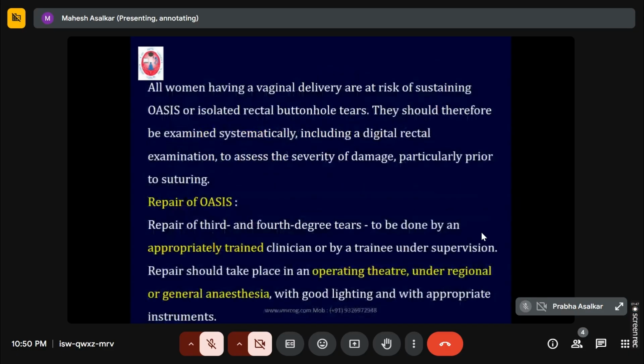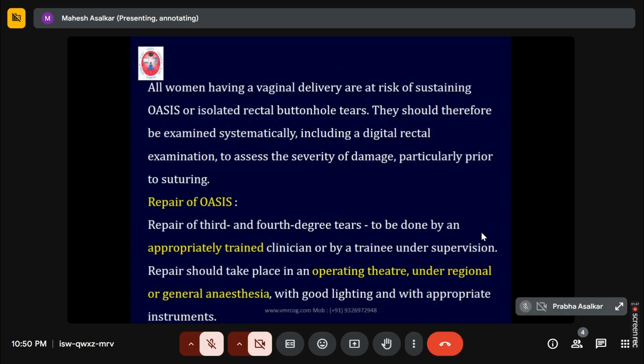All women having a vaginal delivery at risk of sustaining OASIS or isolated rectal buttonhole tears should therefore be examined systematically, including digital rectal examination, to assess the severity of the damage, particularly prior to suturing. Now, how is the repair of OASIS done?